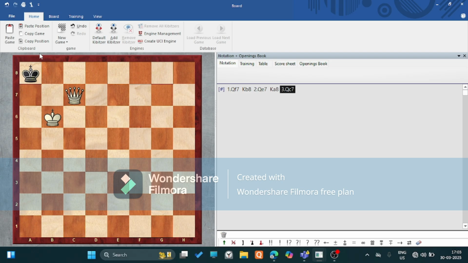But the black king doesn't have any square. These are the squares which the black king should have moved to, but the queen controls all these squares. So the black king cannot move. So this position is termed as stalemate. That is a draw.